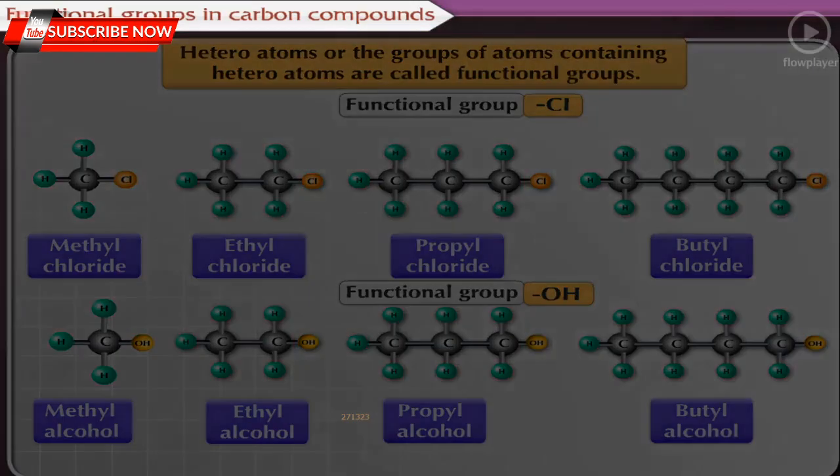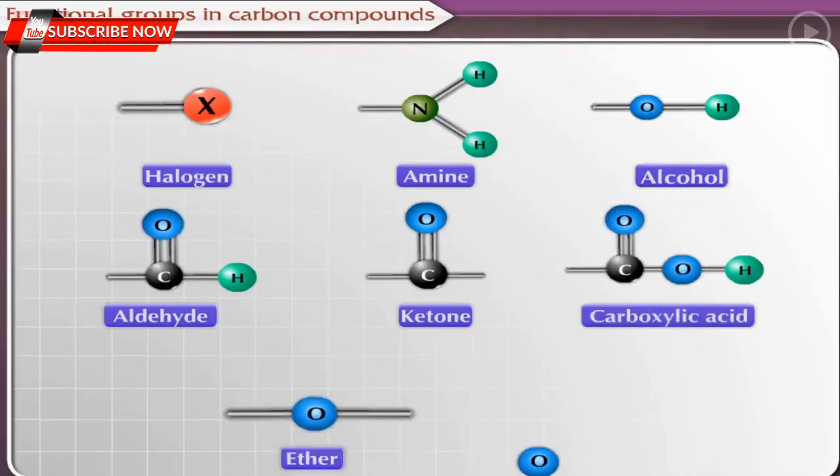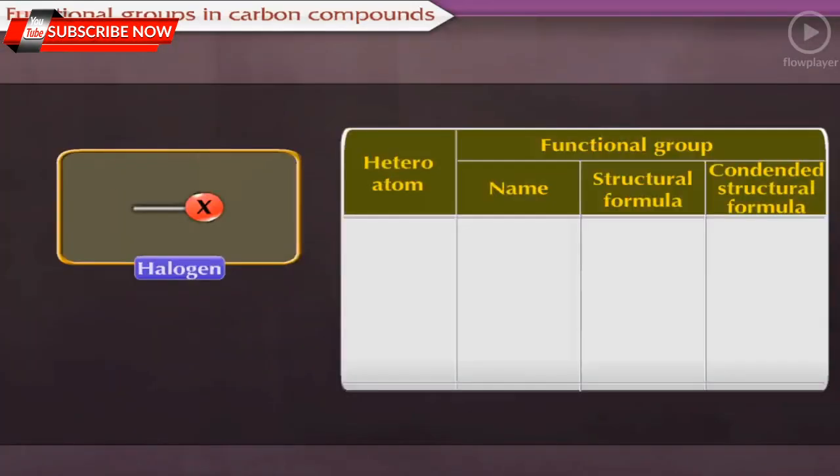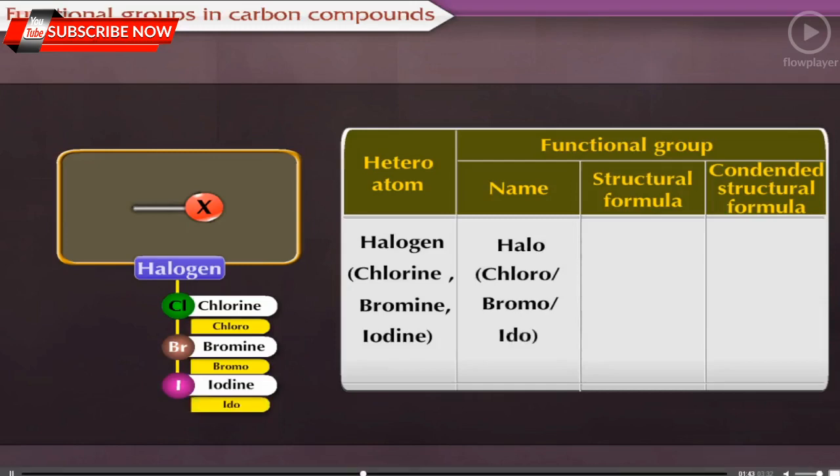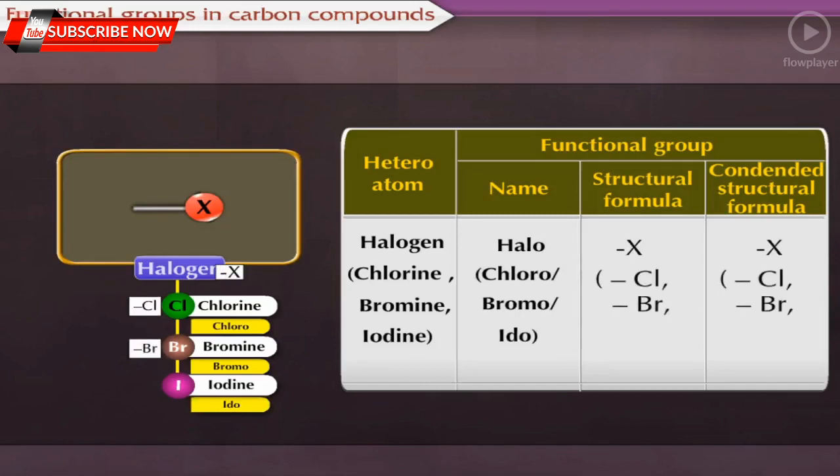Come, let us now study about some functional groups present in the carbon compounds. First is the halogen atom. Halogen atom comprises the elements chlorine, bromine, and iodine. Halogen is named as halo, while chlorine is named as chloro, bromine is named as bromo, and iodine is named as iodo. The structural formula of halogen is X, while that of chlorine is Cl, bromine is Br, and iodine is I.